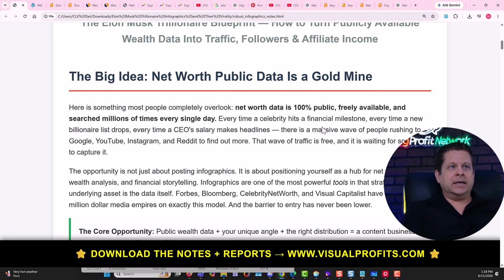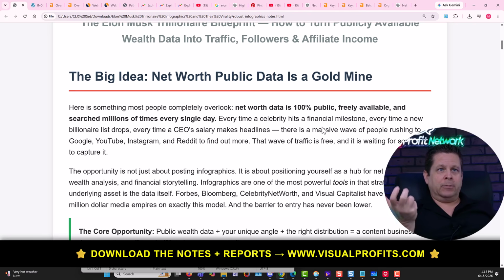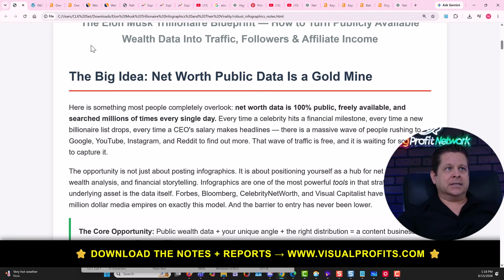Now, the big idea here is looking at net worth public data, because when you look at Forbes, they have the top 100 or 500 billionaires or whatever it is. We want to take a look at that and say they are using data as content. That's public information you can go out there and find and fact check and all of that, and you can turn it into good stuff. This is data that's already out there and it's searched millions of times a day.